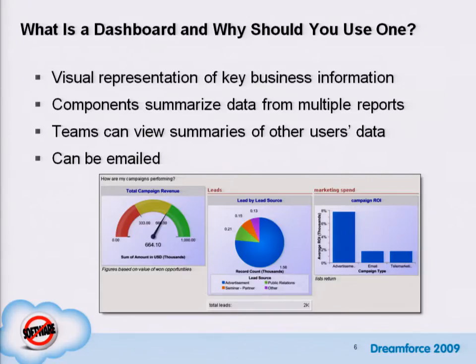So essentially it summarizes our data either graphically in the form of tables, gauges, metrics, all of these things we're going to have a look at in a little bit more detail. Each one of these things that you can see in our example on the screen here is called a component. And a dashboard can have up to 20 of these components.